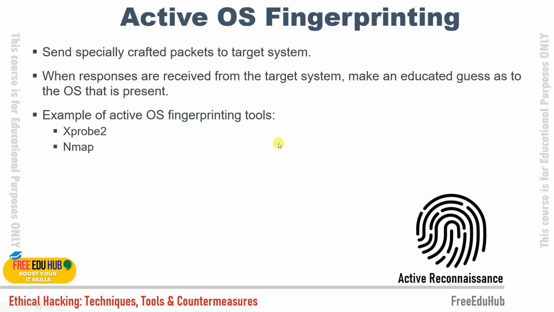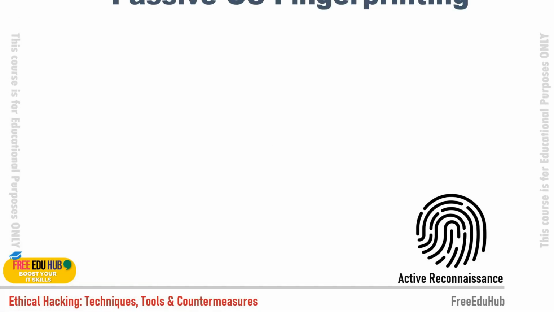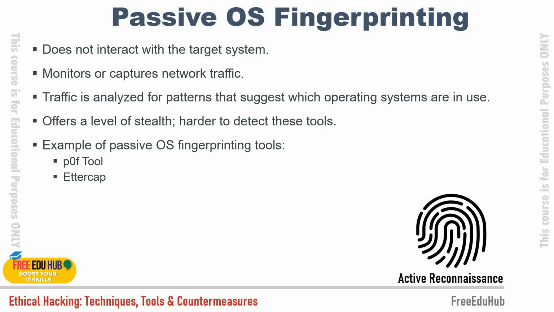After that, we have the passive one, which does not interact with the target system. It monitors and captures the network traffic, just like we saw in Wireshark. The traffic is analyzed for patterns and suggestions of which operating system is in use, and it offers a level of stealth, for example, it is harder to detect the tools. The tools that we use are p0f or Ettercap. Ettercap is the older name of Wireshark.